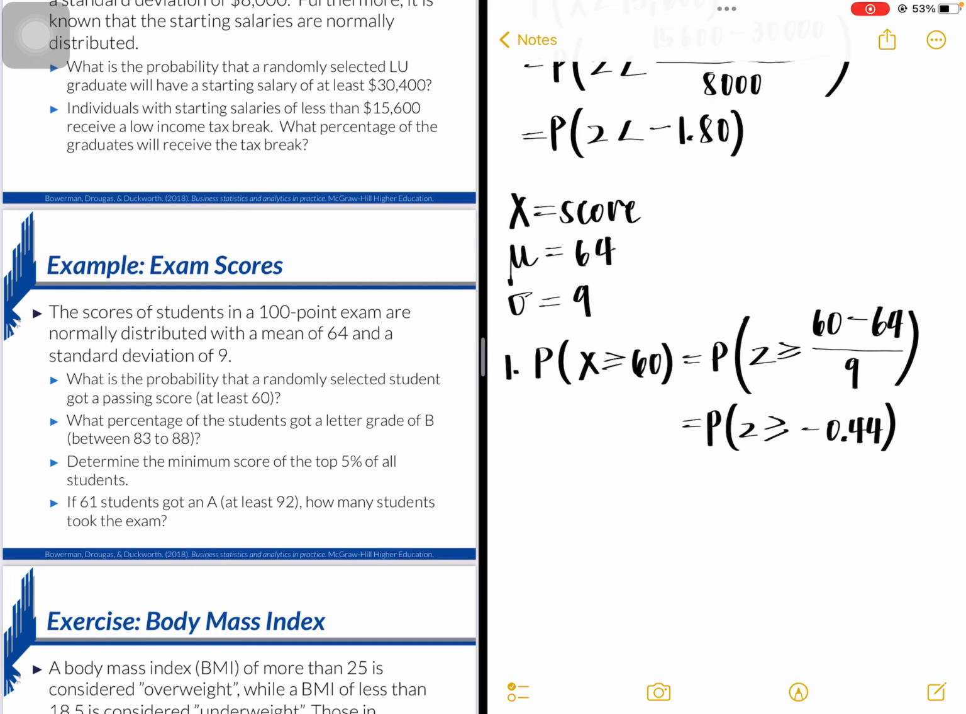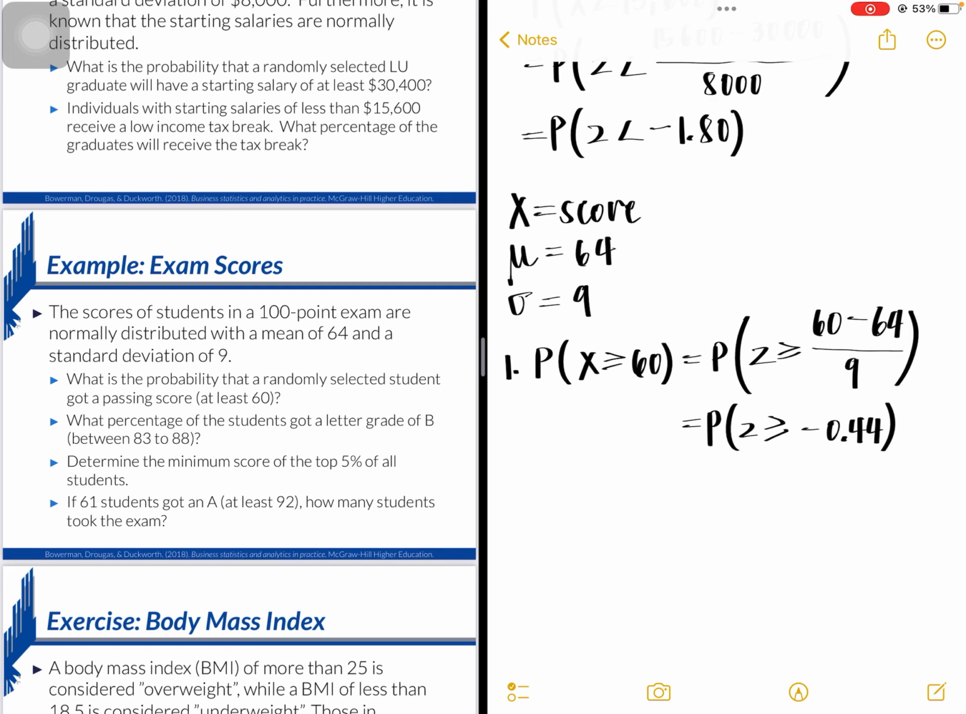So again, I will no longer draw the normal curve, but based on this equation, we need to get the area to the right of negative 0.44. So again, we have two options. You can try to look first for the area of negative 0.44 in the table, and then subtract that from 1. So if you search for that in the table, you will get 0.33. That's the area to the left of negative 0.44. And then just subtract that from 1, and you will get 67%.